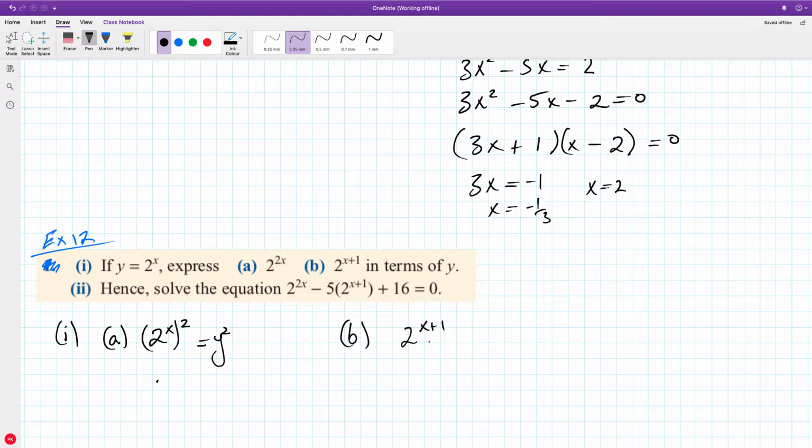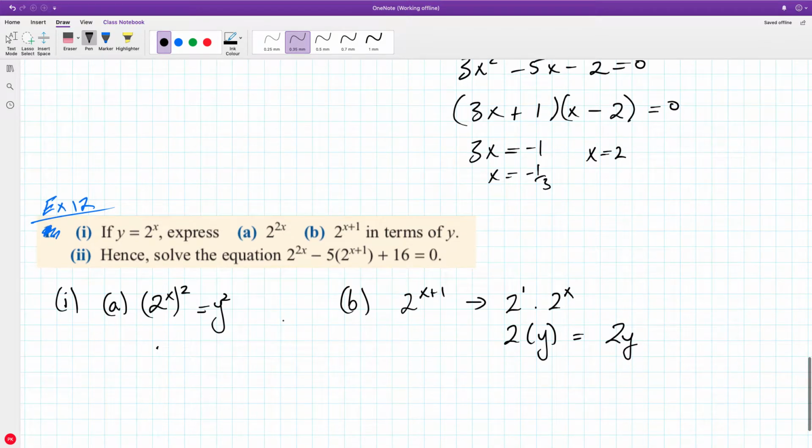Then part B, 2 to the power of x plus 1. We're going to reverse rule number 1. So what does this become? 2 to the power of 1 by 2 to the power of x. That's 2 by, what's 2 to the power of x? y, which is 2y. So we now have y squared and 2y.